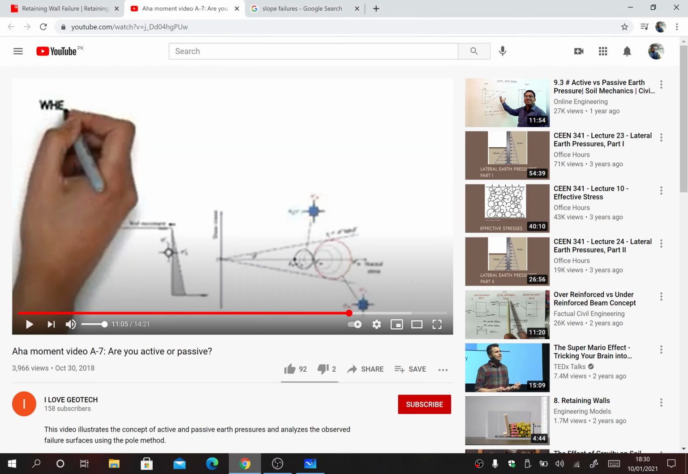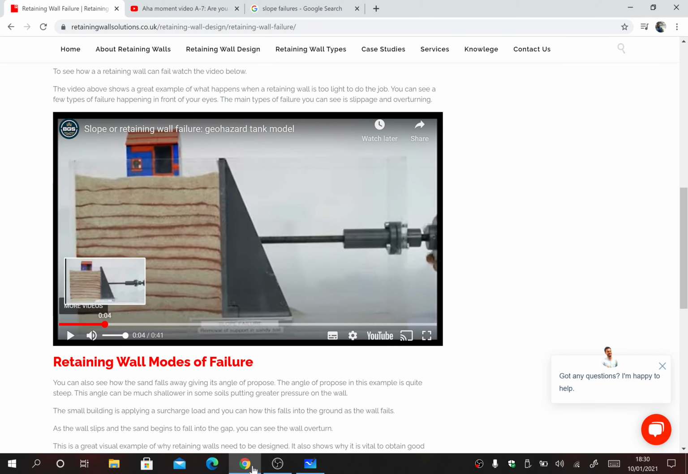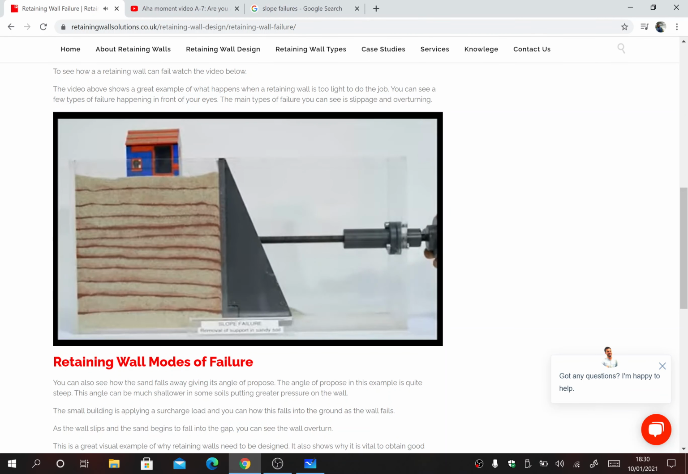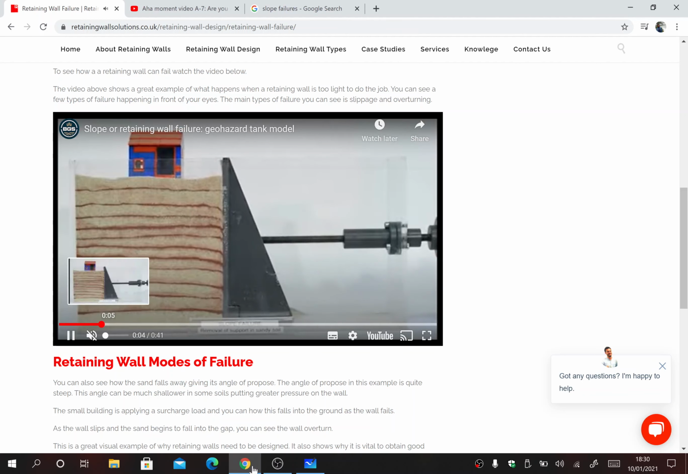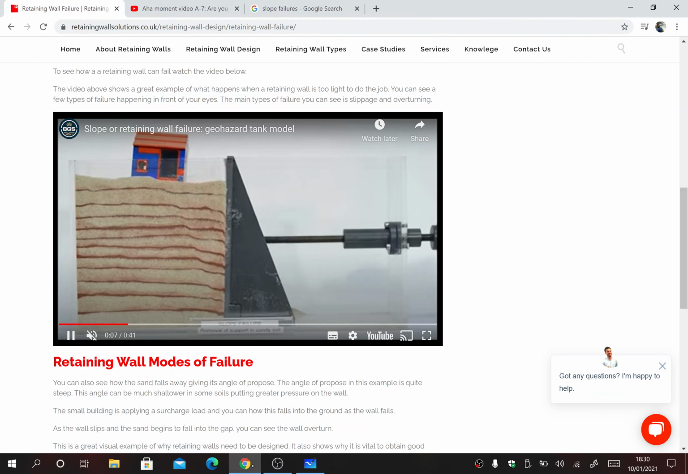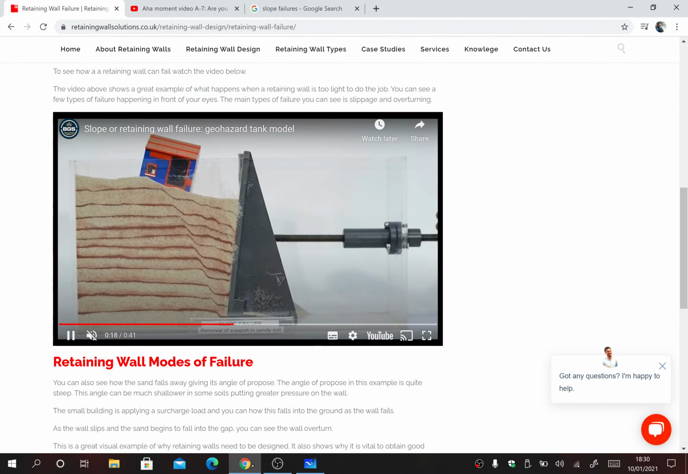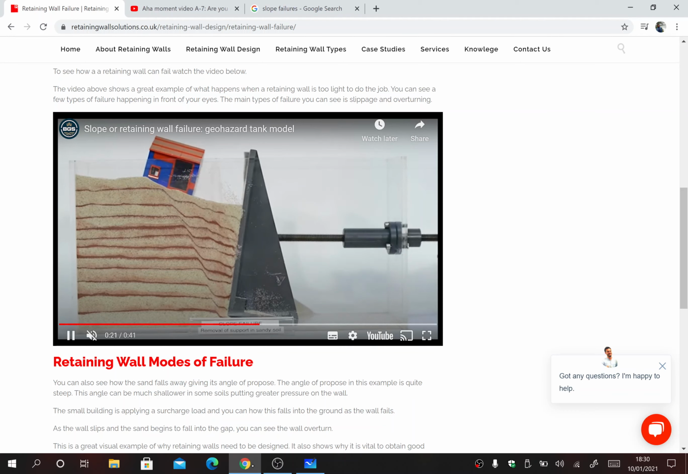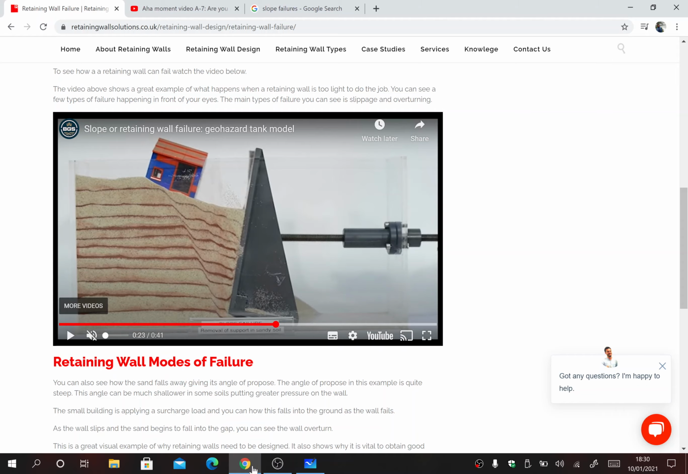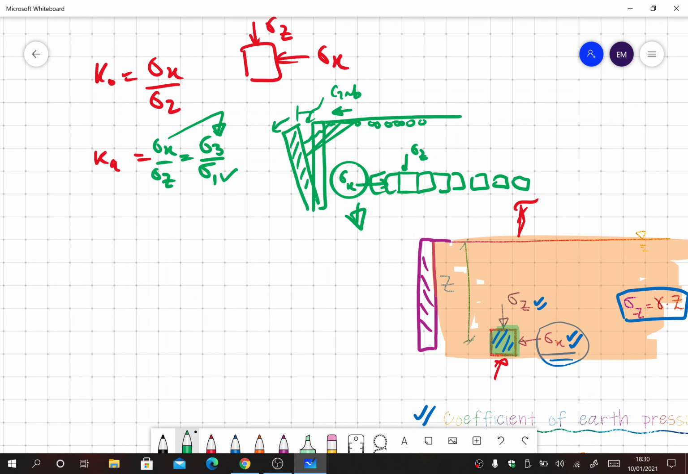To explain this once again, have a look at this video here. This is an example of a retaining wall failure. In the active earth condition, you see this wall is moving away from the soil. This was the soil, and now you see that there is relief here because there is more space, so the wall is moving away. So sigma x, the horizontal stress, is being relieved. Same thing we just learned: because the wall is moving away, we have relief in the horizontal stresses, so the horizontal stress becomes the minor principal stress and the vertical stress becomes the major principal stress.